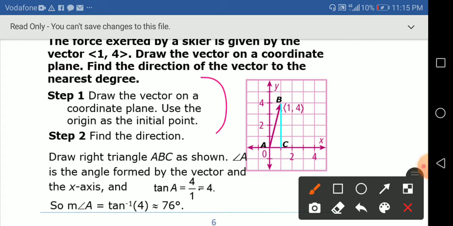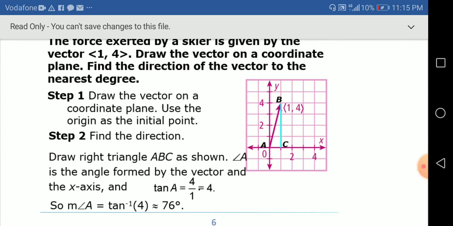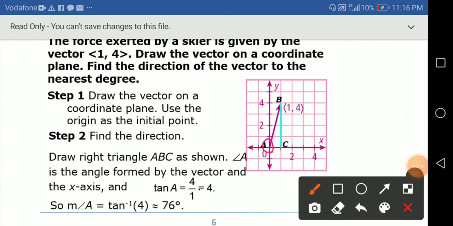So the first step, draw the vector. We did it. Find the direction. How to find the direction? Draw the right angle triangle, as I told you, to close it as a right angle triangle ABC as shown, formed by the vector and the x-axis. And then how can I find the direction? Tangent of angle A. Let's see together: tangent of angle A equals opposite over adjacent.